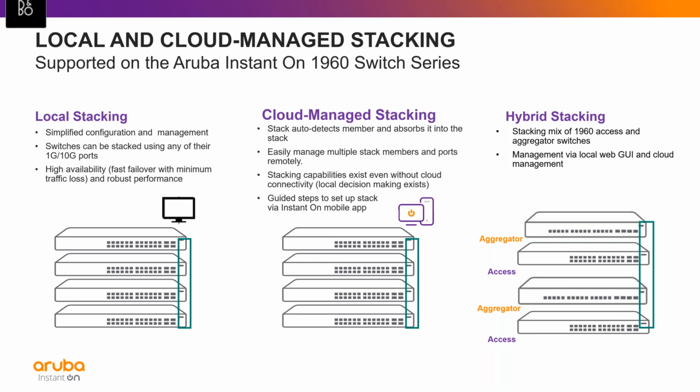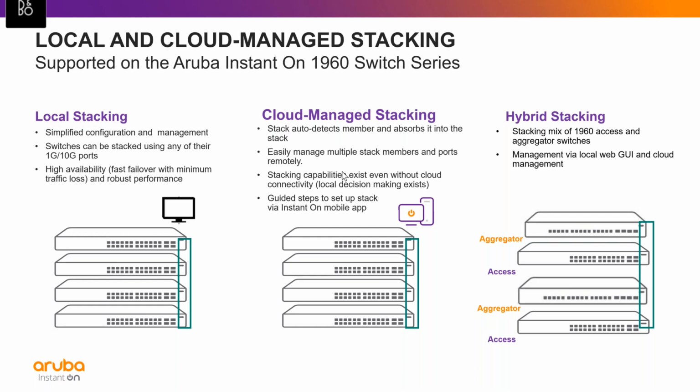Now with it being local stacking, if I had something like a server that was connected that had 2 network cards in it, I can do what's referred to as distributed link aggregation. So I could actually have a port connected off of one switch and another port connected off of another switch, all going to that server, or perhaps another switch, and that would be a fully redundant link because it's going to 2 separate switches in that stack.